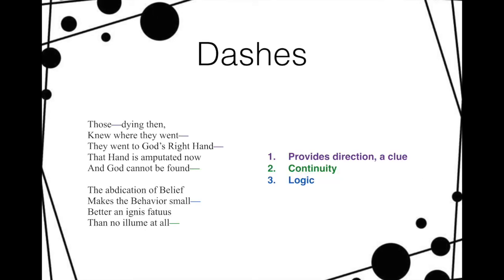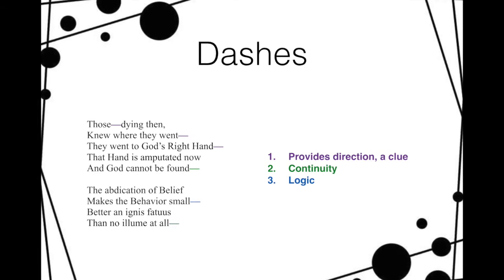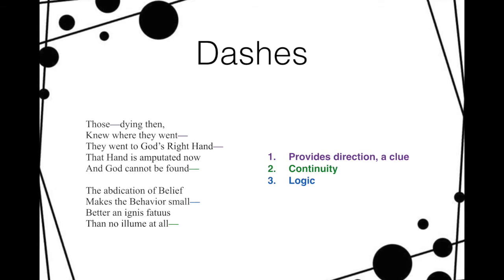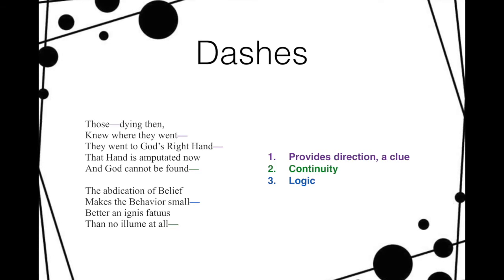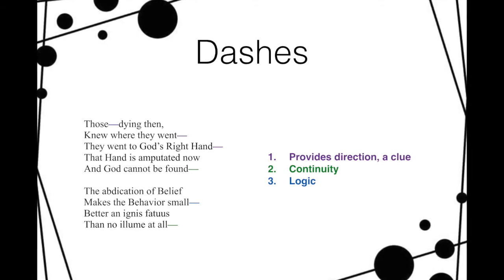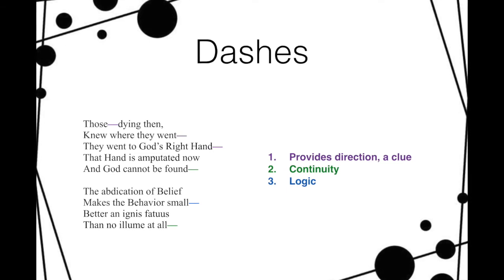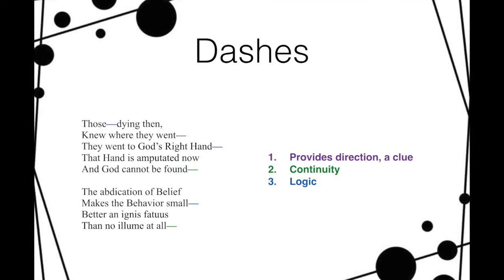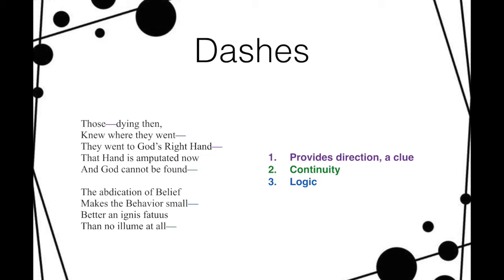Next, talking about the dashes, Emily Dickinson loves to use a lot of dashes in her poem, and specifically in this poem, I think Emily Dickinson uses them for three functions. So the first one is to provide a direction or a clue. For example, in the first line, "those dying then," between "those" and "dying" there's a dash, and this dash actually explains who those people are. Those people are actually the people who are dying then. So it provides an explanation.